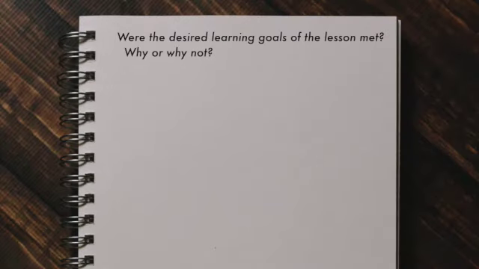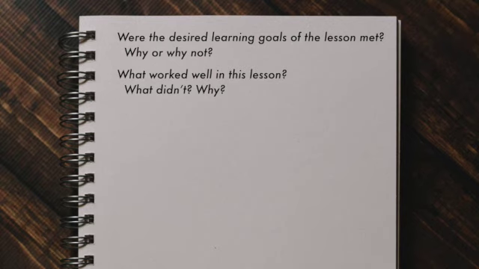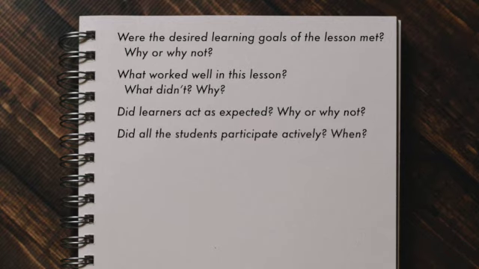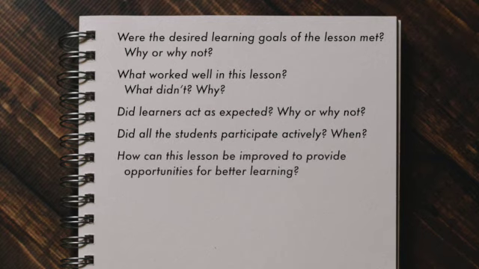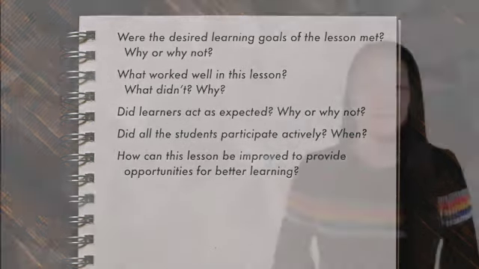Were the desired learning goals of the lesson met? Why or why not? What worked well in this lesson? What didn't, and why? Did learners act as expected? Why or why not? Did all the students participate actively? When? How can this lesson be improved to provide opportunities for better learning?